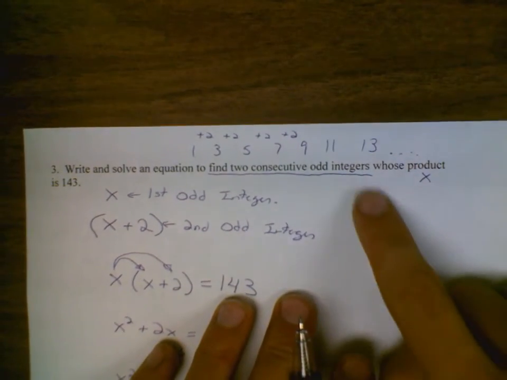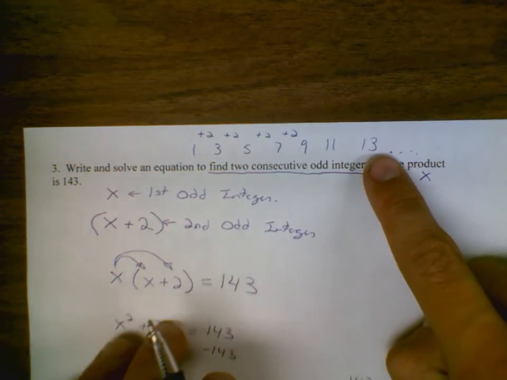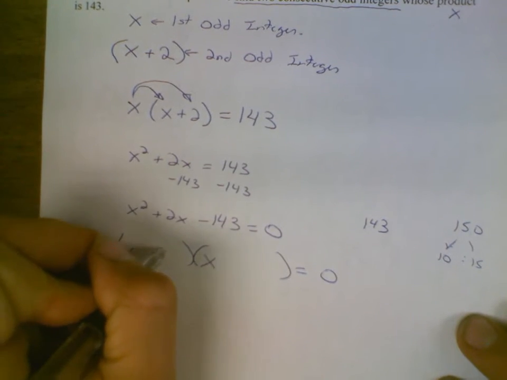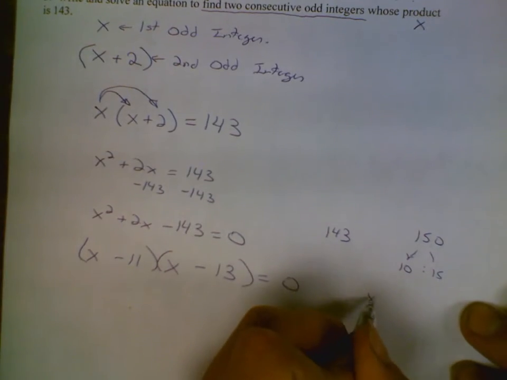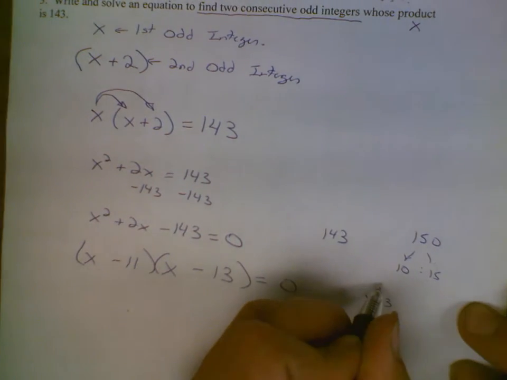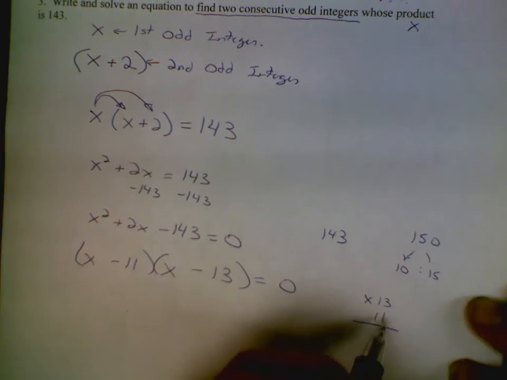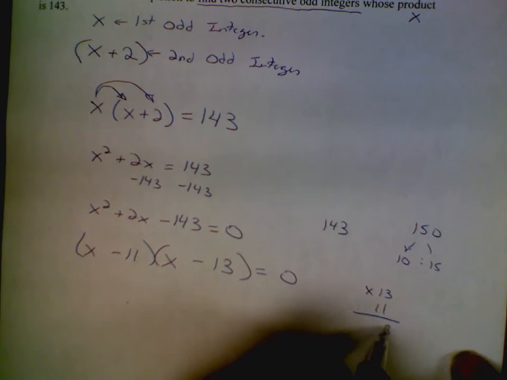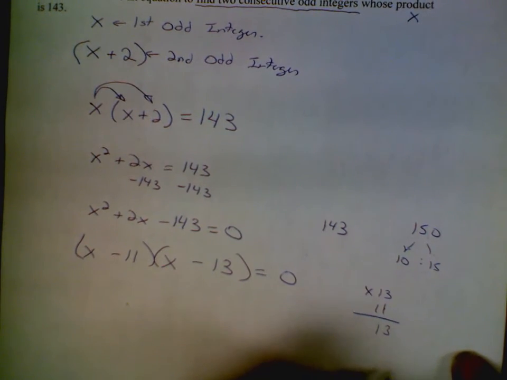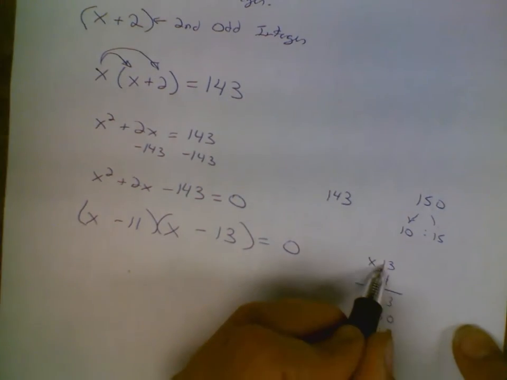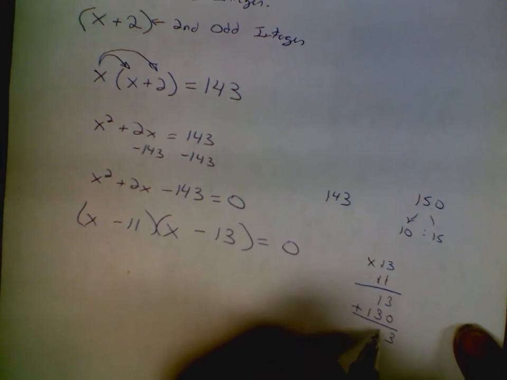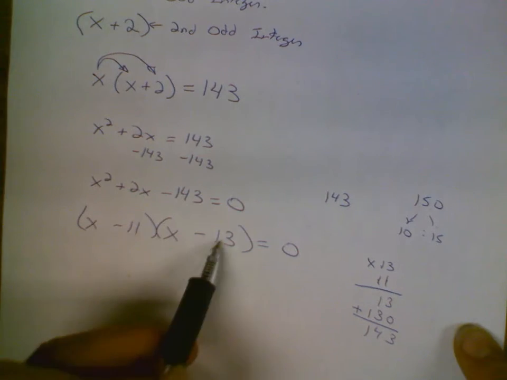So when I look at this list, I'm probably going to try 11 and 13 first. So if I put negative 11 and 13, if we multiply those together, 13 times 11, well, 1 times 3 is 3, 1 times 1 is 1, so we get 13. Put the 0 as a placeholder. 1 times 3 is 3. 1 times 1 is 1. If I add those, I get 143. So 11 and 13 check out.